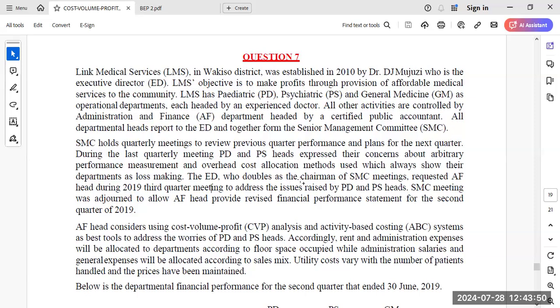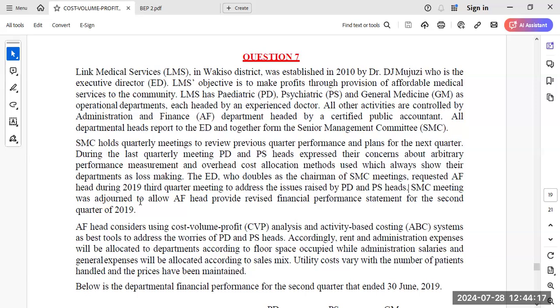And the ED, who doubles as the chairman of senior management committee meetings, requested the administration and finance head during the 2019 third quarter meeting to address the issues raised by PD and PS heads.